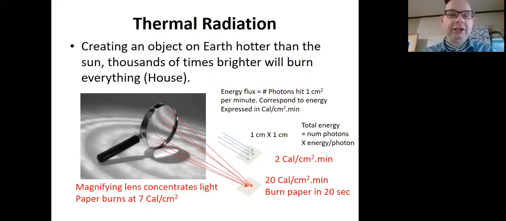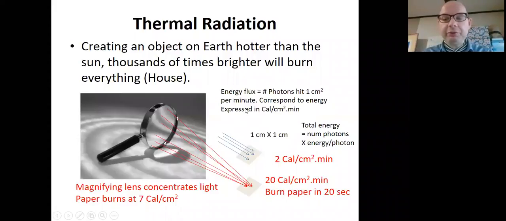Thermal radiation is, I mean, you can imagine that creating an object on Earth hotter than the sun, 1,000 times brighter, will burn everything, like the house. You have to think of this as bullets accumulating energy, and once that energy reaches a certain threshold in a certain little area, it starts to burn that material. So energy flux is the number of photons, which are light particles, that hit per centimeter squared per minute. It can correspond to an energy which is often expressed in calories per centimeter squared per minute.